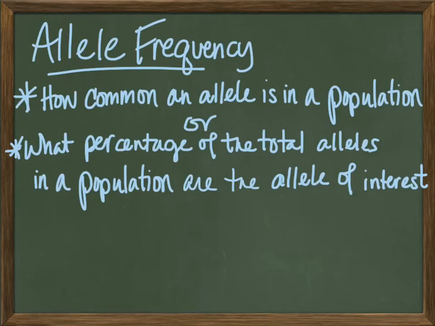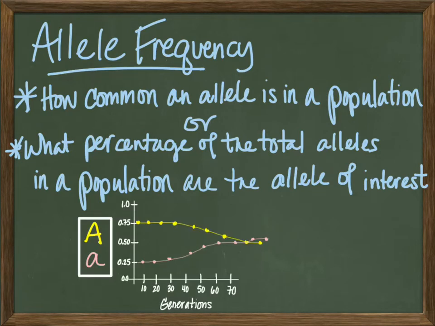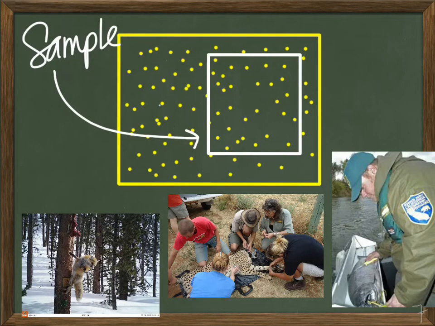Of course, allele frequency is a little bit different, where distributions deal with phenotype, allele frequencies deal with genotype. And an allele frequency is how common an allele is in the population, or what percentage of the total alleles in a population are the allele of interest. And it looks pretty much like this. Again, we don't go out and take genetic information from every individual in a population. That just wouldn't be possible. So we sample the population in some way that allows us to choose the individuals we sample randomly.